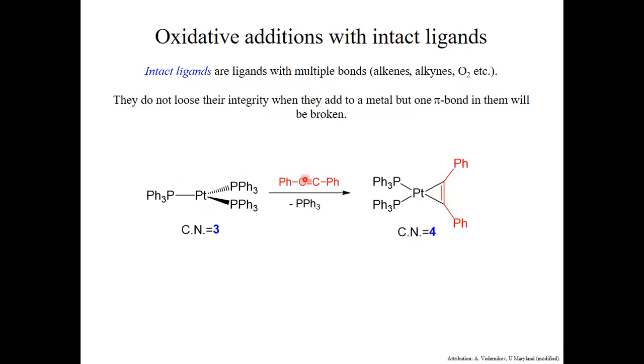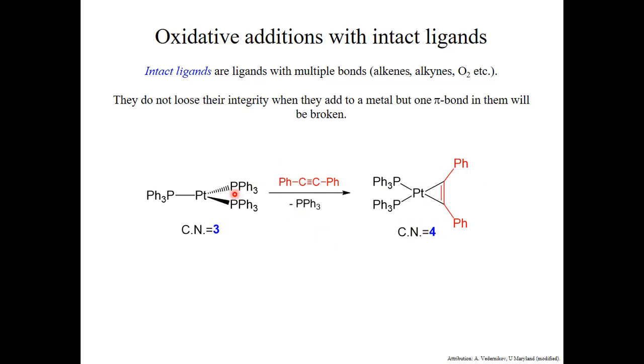So in this case, we bind the alkyne side-on to the platinum, and then the bond order in the alkyne is reduced from a triple bond to a double bond. Okay? And basically the electrons in the third bond are now used to make 2 carbon-platinum bonds. So in this case, there is again a change in the coordination number from 3 to 4. We obviously add a ligand, but is there also an oxidation?